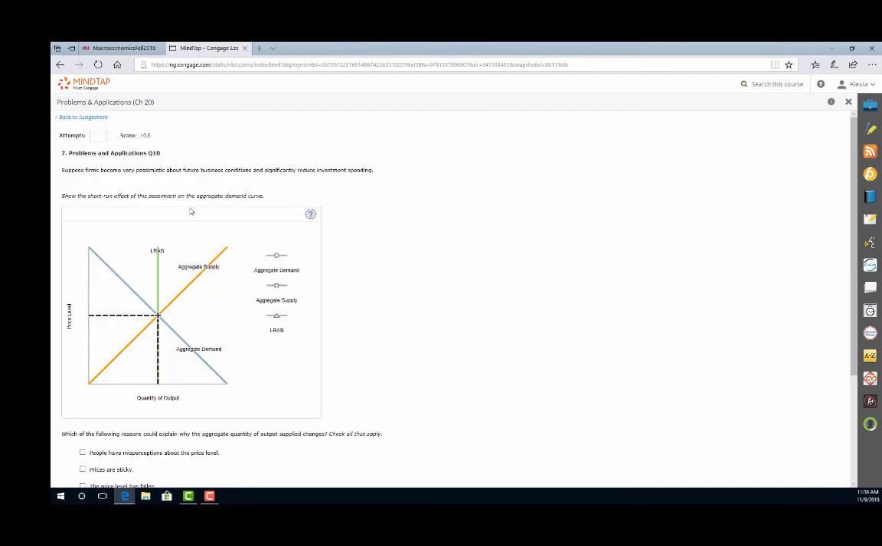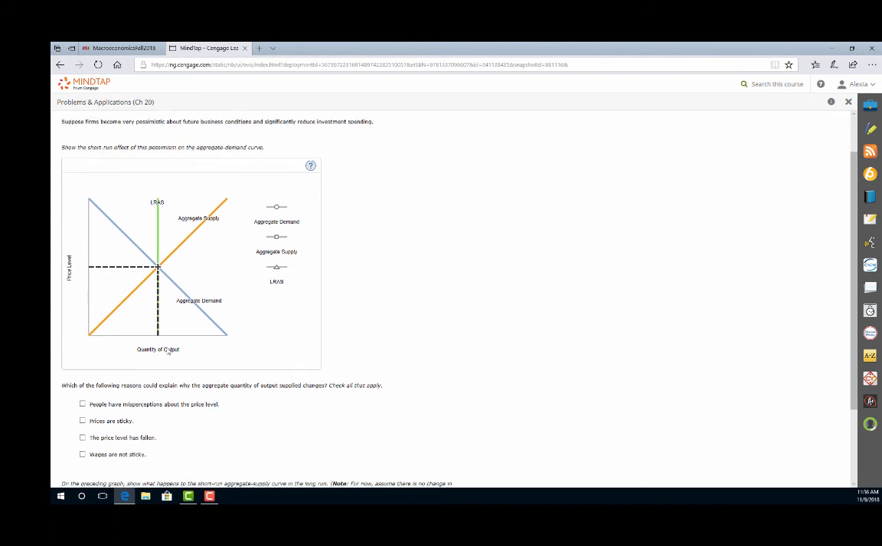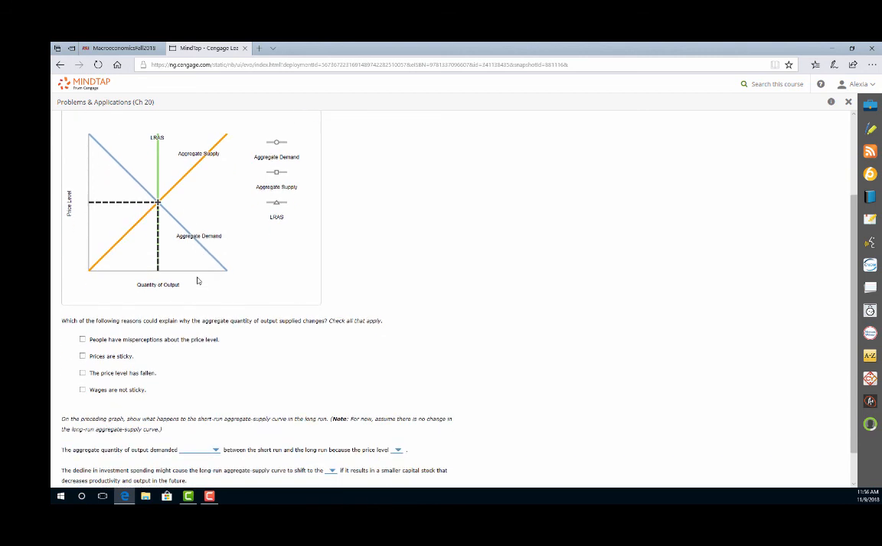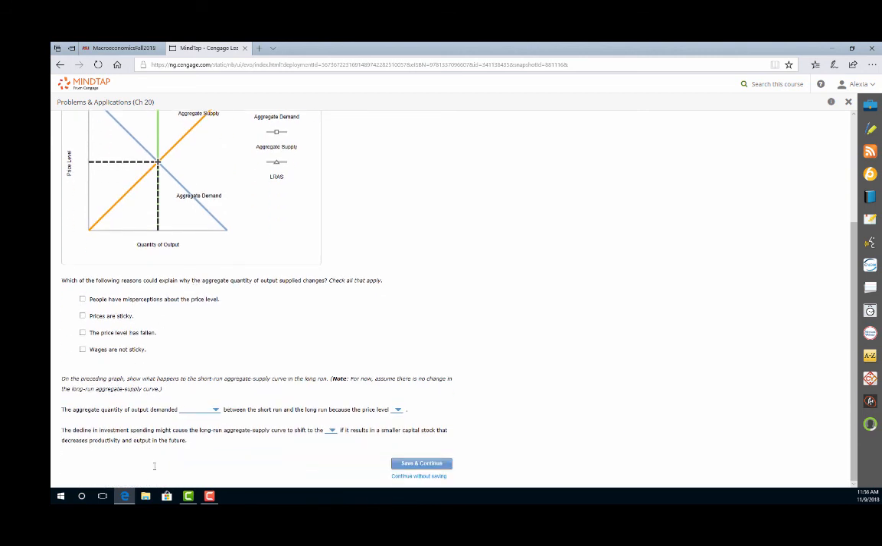Okay, let's see this question. So this question says, suppose firms become very pessimistic about future business conditions and significantly reduce spending. What is going to happen to this picture is basically what it's going to ask. So the short run effect of this pessimism, we've done this on the prior question, what's going to happen to spending overall, to aggregate demand? And then the next set of questions, I actually think you should be able to do this without my assistance.